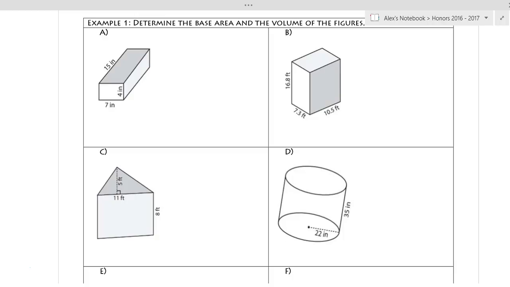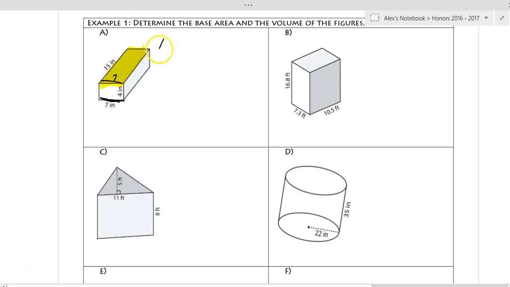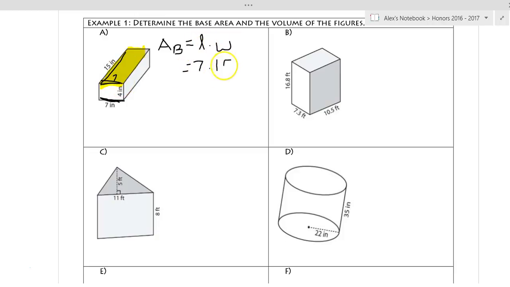Example 1 says determine the base area and the volume of the figures. Always start by determining the base area. It's super helpful. So if I look at example 1, the base is the top or the bottom. It doesn't matter for prisms. This is a rectangle, and it sometimes helps to write that if this is 7, then this is 7. Since this is a rectangle, the area of the base is just length times width, which here is 7 times 15.